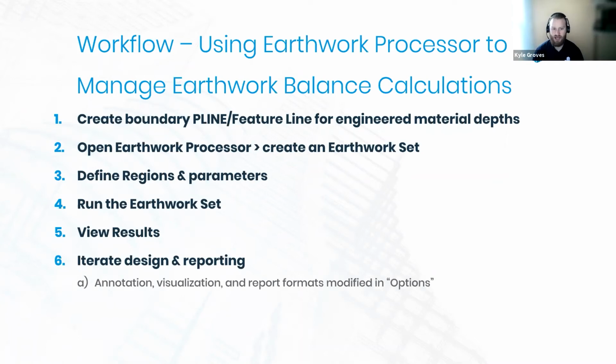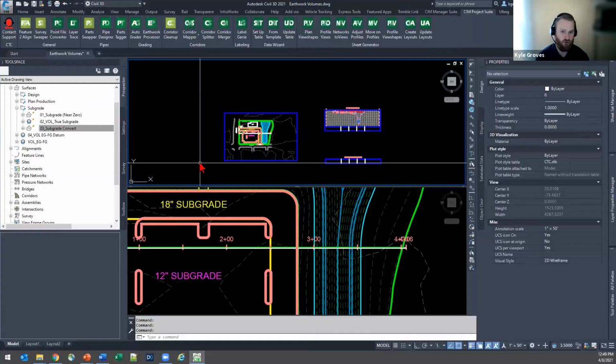With this, we can have the tool also help us automate our annotation, automate the visualization, and reporting that we can all find in our options menu for the tool. I don't think I'm going to have a ton of time to go through all of those, but just want to mention that they exist. So with that, let's take a look at how this is all going to work now using Earthwork Processor.